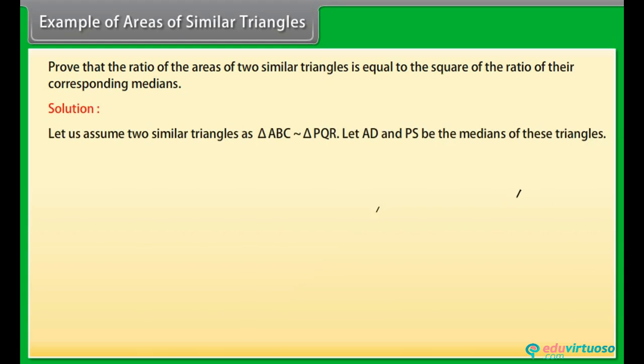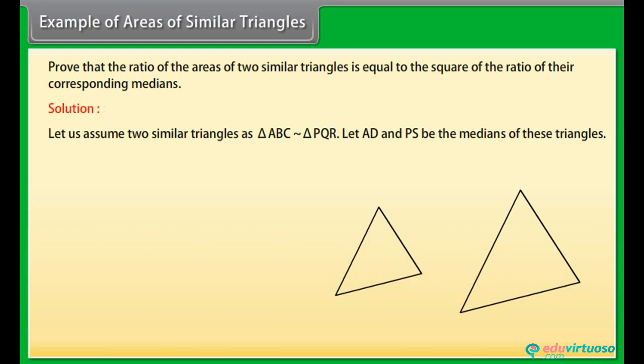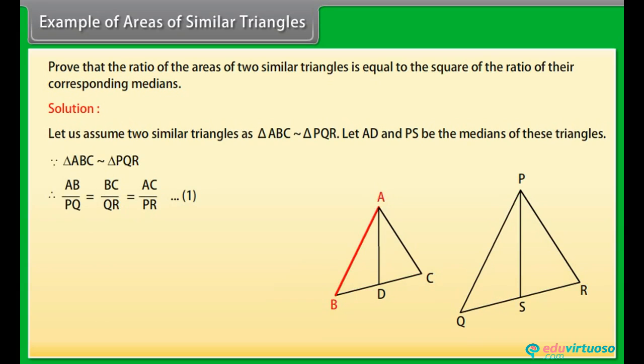Solution. Let us assume two similar triangles as triangle ABC is similar to triangle PQR. Let AD and PS be the medians of these triangles. Because triangle ABC is similar to triangle PQR, therefore AB upon PQ equals BC upon QR, which is equal to AC upon PR. Mark it as 1. Angle A equals angle P, angle B equals angle Q, angle C equals angle R.